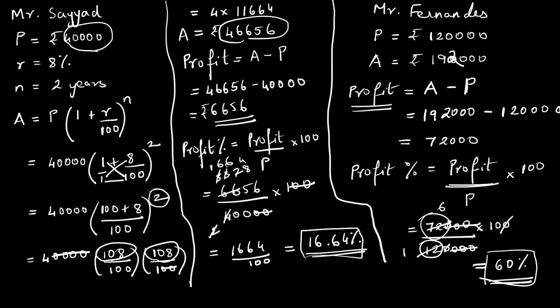Someone is asking how this 11664 came. That was multiplication of 108 into 108.